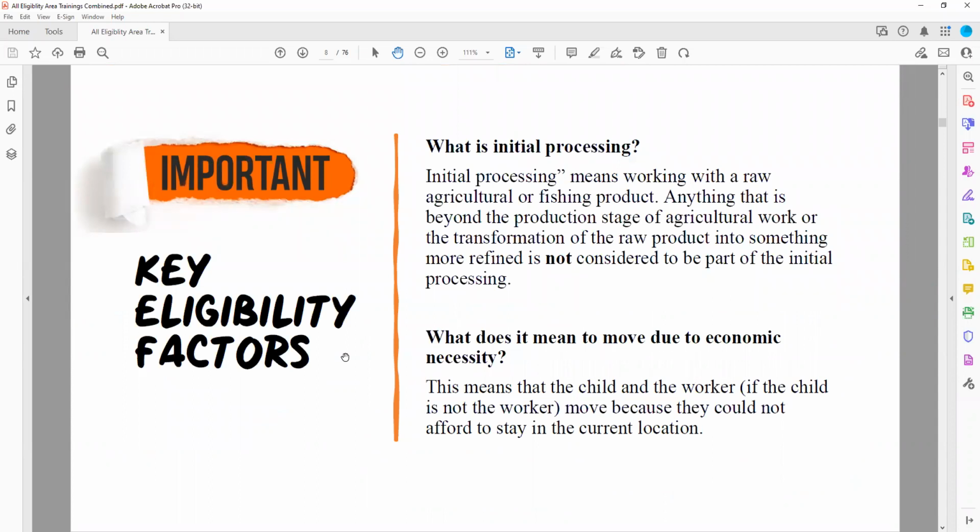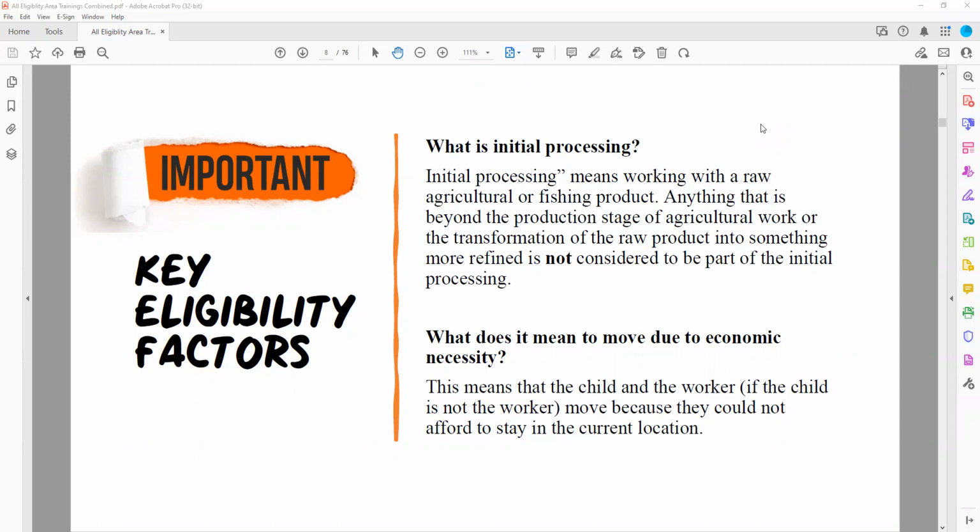So this agriculture work that they do has to be working with the raw product. So it can't be anything, I like to say, once it's the apples, not the apple pie. So it's that beginning part. It's the chicken, it's not the chicken pot pie. It's the very beginning part of that agricultural product.